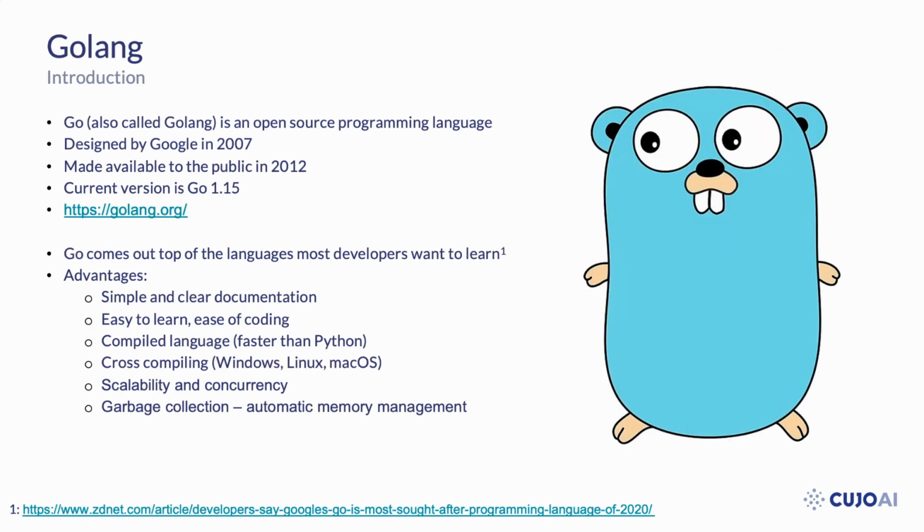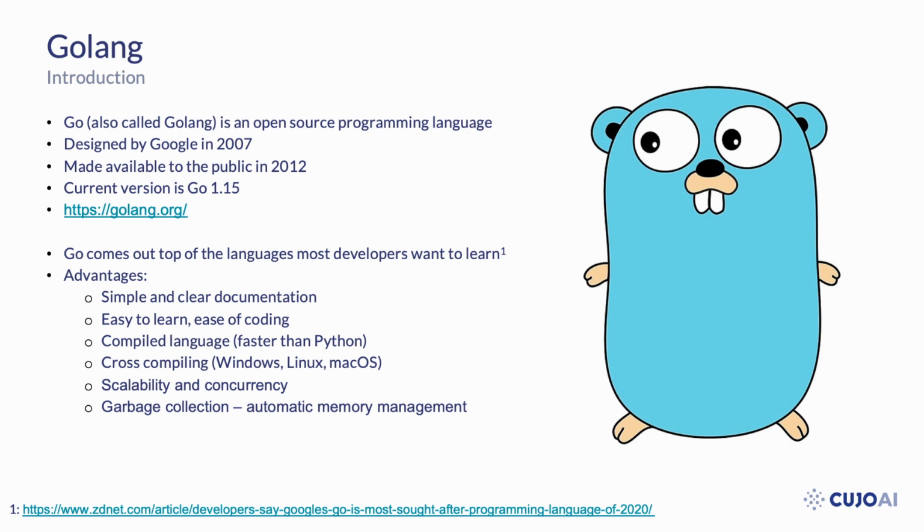Some basic information about Golang. Golang is an open source programming language designed by Google in 2007. It was made available to the public in 2012, and its current version is 1.15. In a recent survey on GitHub, it was revealed that Golang comes out top of the languages most developers want to learn. Golang has a couple of advantages over other languages, like it has a simple and clear documentation. It's very easy to learn.